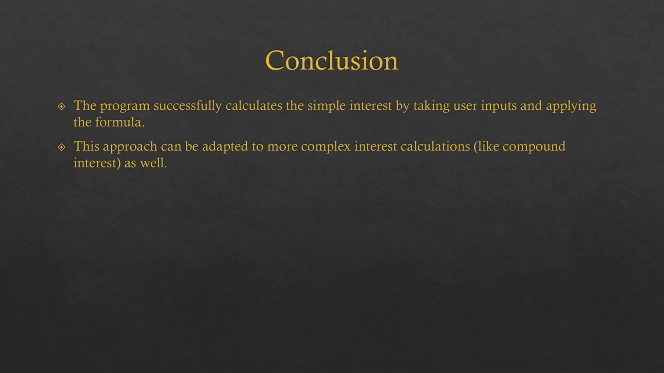To conclude, this C program provides an easy way to calculate the simple interest based on user inputs. The program applies the simple interest formula and outputs the result. We can easily modify the program to calculate interest for different values of principal, rate and time.